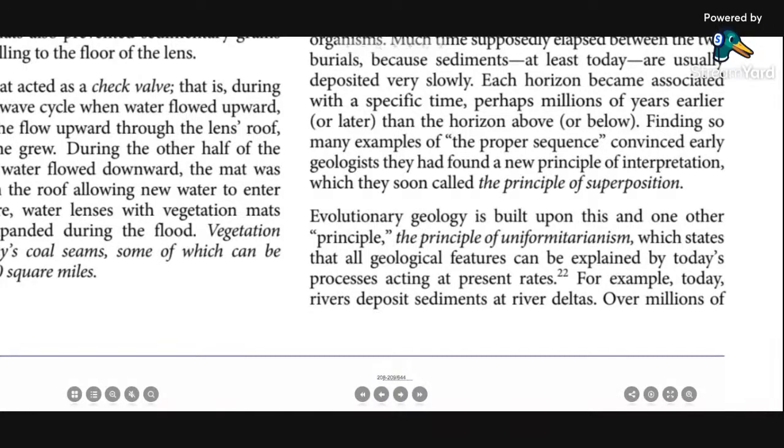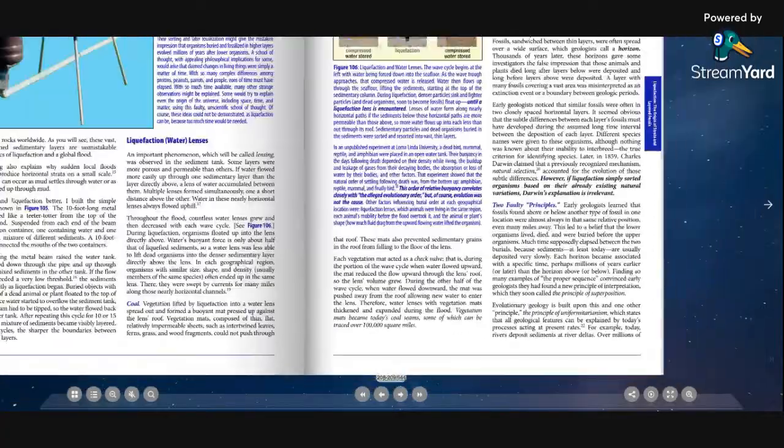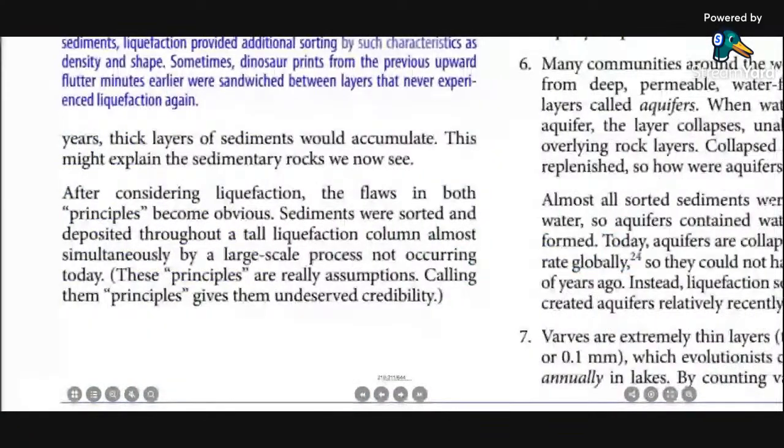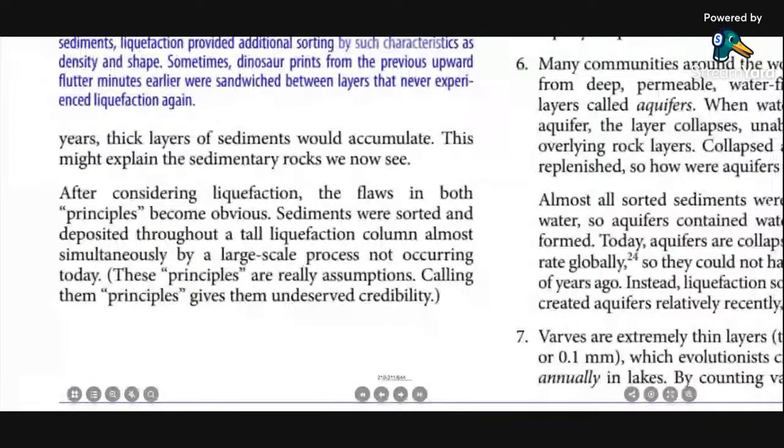Over millions of years, thick layers of sediments would accumulate. This might explain the sedimentary rocks we see now. After considering liquefaction, the flaws in both principles become obvious.